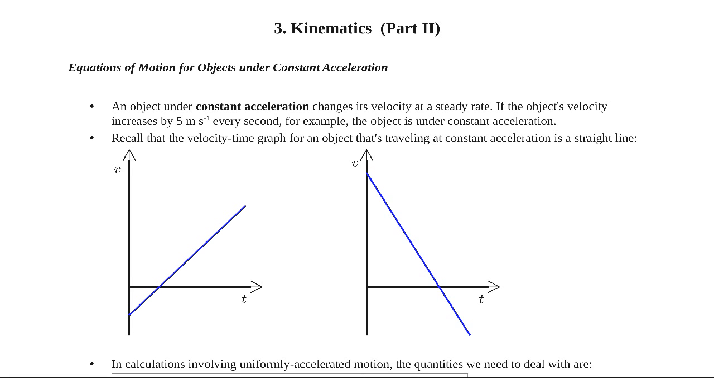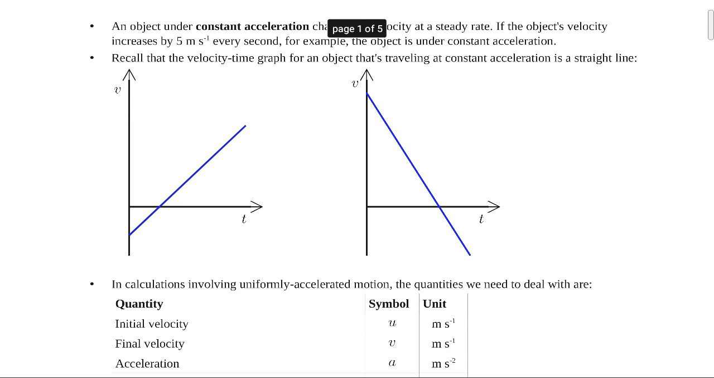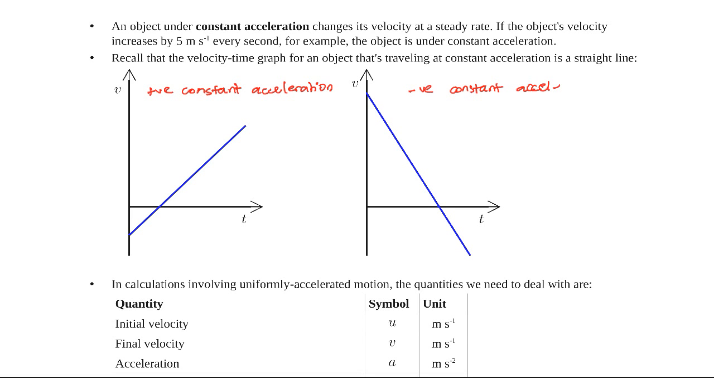And you have to recall that the velocity time graph for a constant acceleration is a straight line, because remember, the gradient of this line gives the acceleration. So here, for example, on the graph on the left, we have a positive constant acceleration, and on the graph on the right, we have a negative constant acceleration. Or you can even consider that to be a constant deceleration.